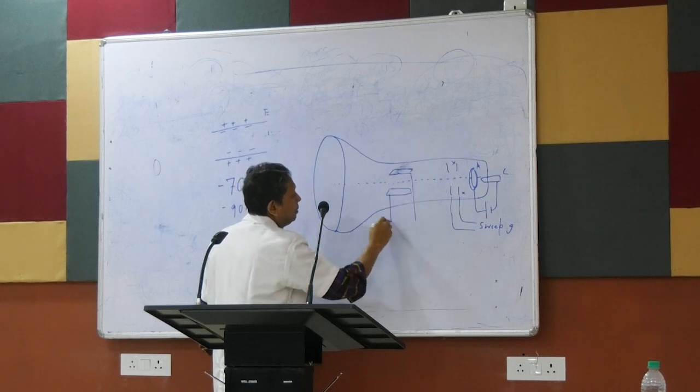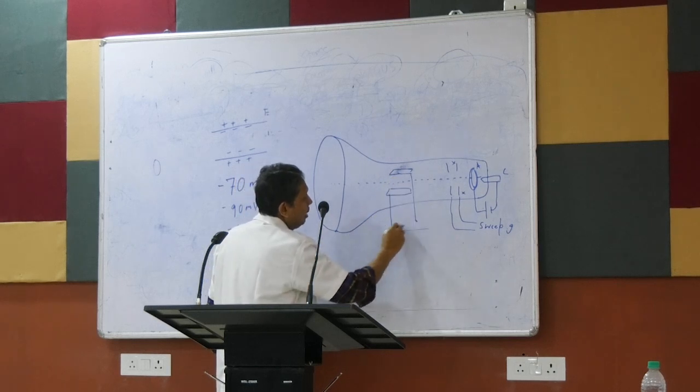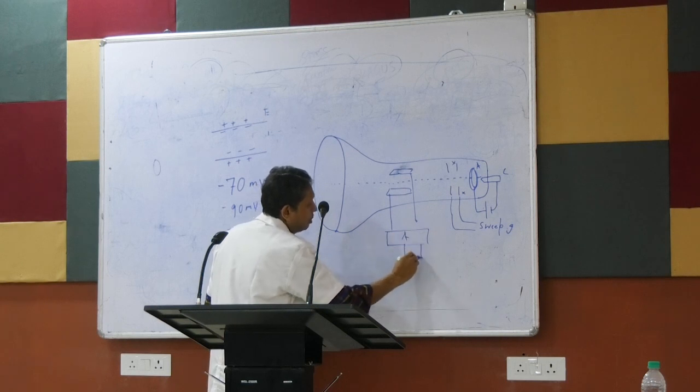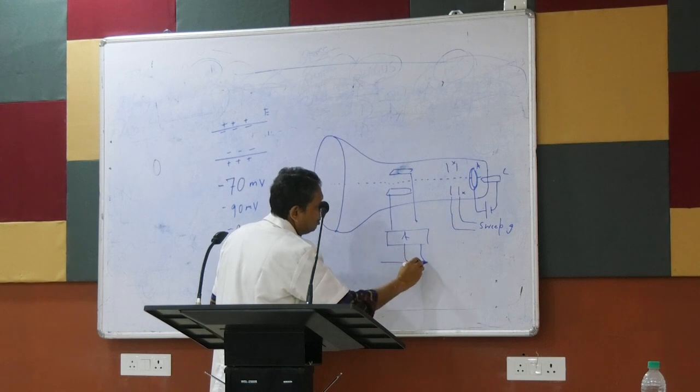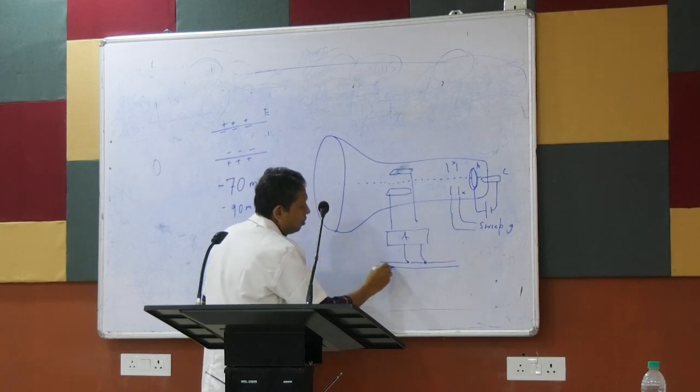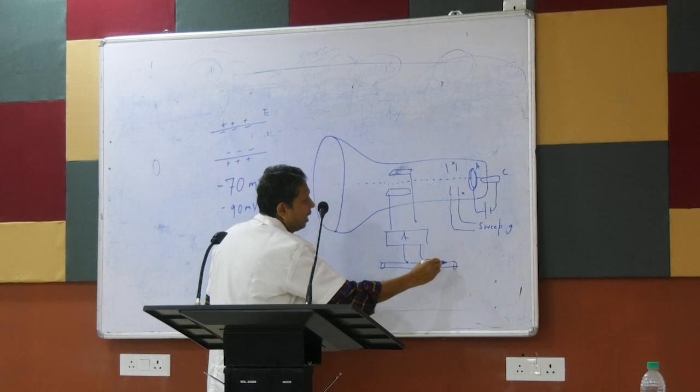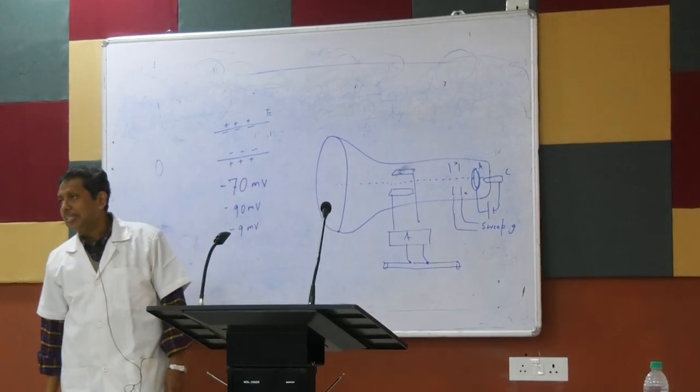They are connected by an amplifier. Amplifier to the electrode into the tissue. Now, this is a simplified diagram.